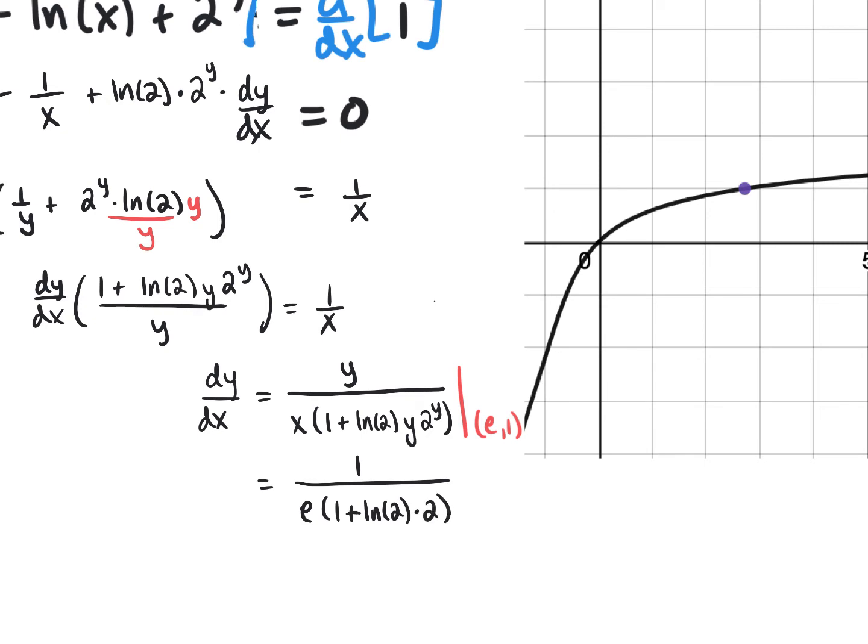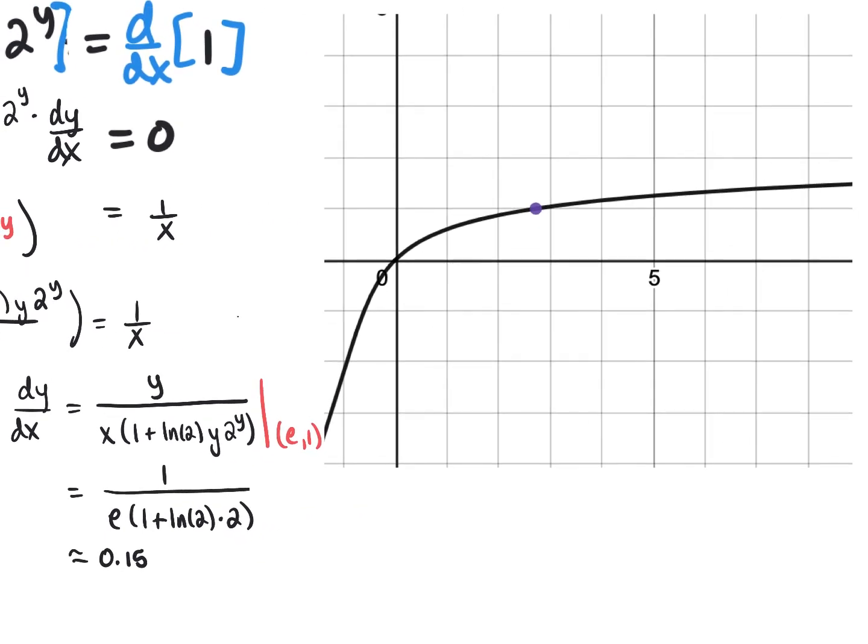And this is kind of a nasty number, but if you evaluate in your calculator, it comes out to about 0.15. Looking at the graph, I mean, at least it's positive. That seems reasonable. This also seems like it's not a very steep slope, so 0.15 doesn't seem too crazy.